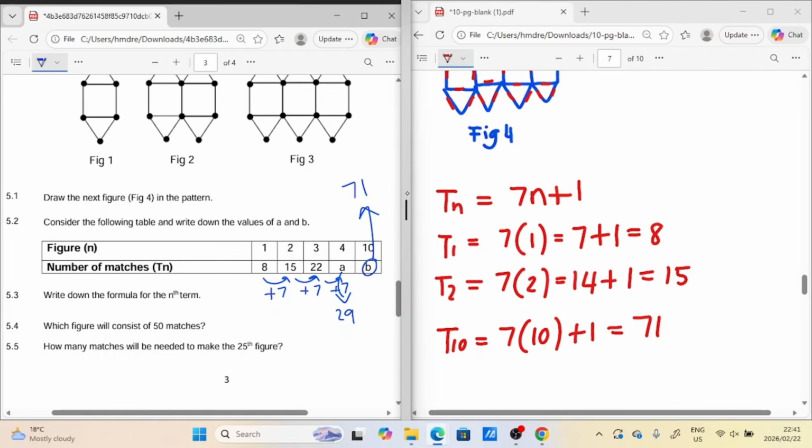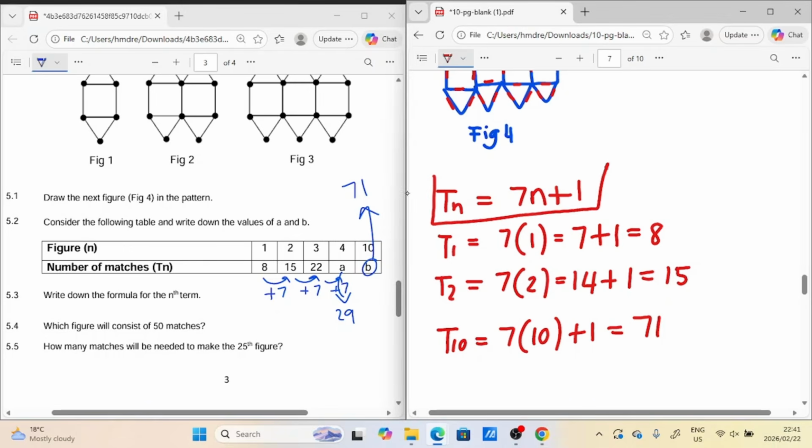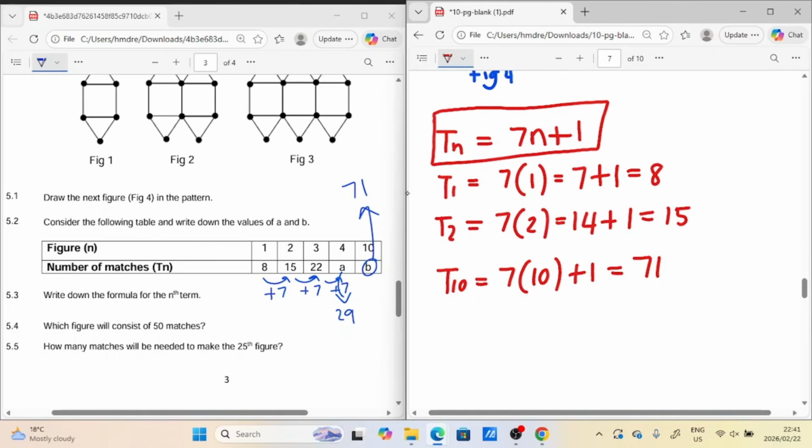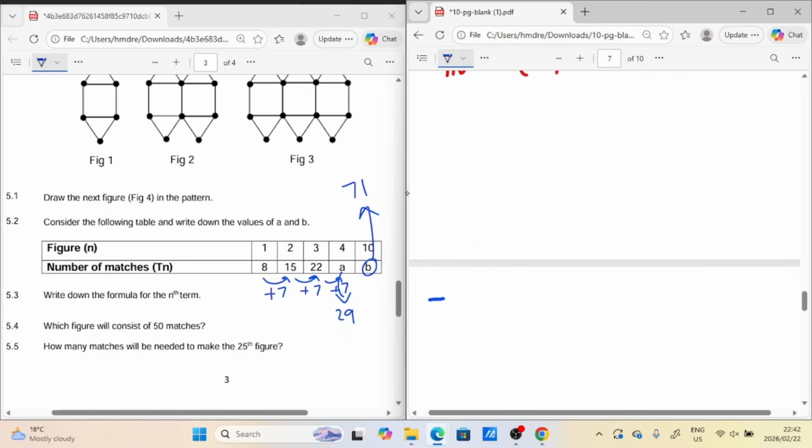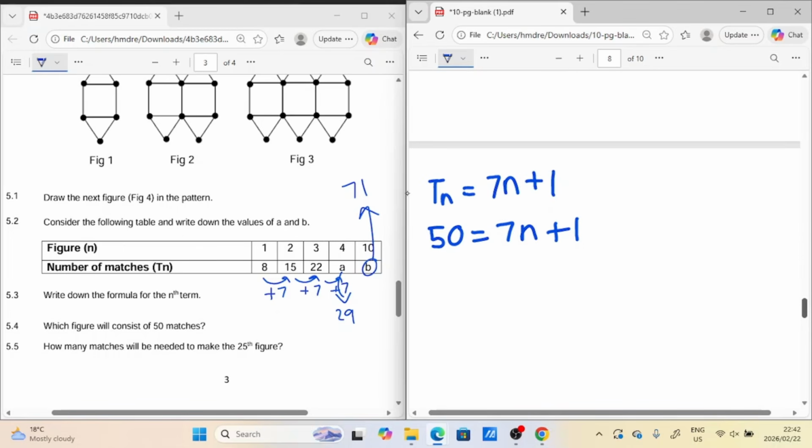5.3, the formula for the nth term, this is our formula. Question 5.4. Okay, let's just write down our formula here. So we said it is 7n, because that's the difference, is 7 every time. Add 1. So which figure will consist of 50 matches? So they want to know which one is going to have 50 matches, which number. So we're going to work out what is the n value, which figure number.